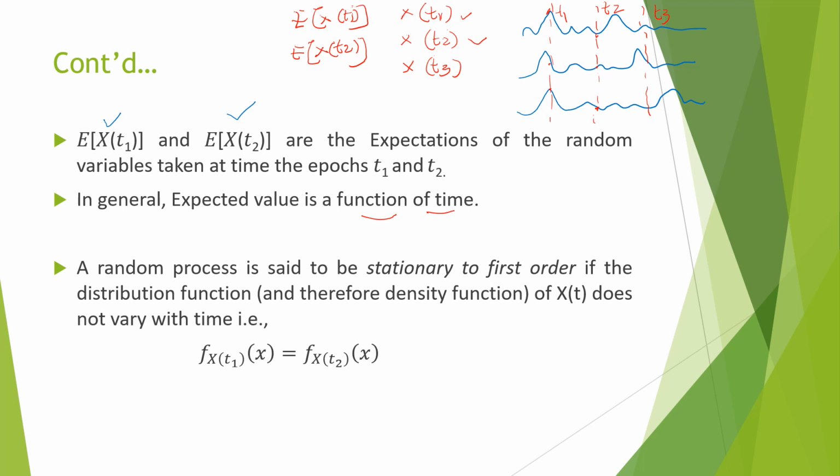But there is a specific condition in a random process. Suppose in a random process, the probability density function at time t1 is the same as the PDF at time t2, and so on. Then that random process is known as stationary to first order. So in any random process, if the probability density function at time t1 is equal to the probability density function at time t2, then that random process is known as stationary to first order. This is a very important term associated with random processes.